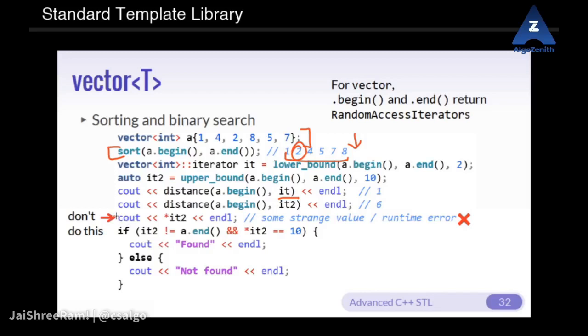So you just don't directly print star of it2 if you had to print the element which is just greater than 10, because this might be the end iterator, right? So you always check first whether the iterator that you're getting is end or not. Okay, and then you can use the iterator to get the value. So make sure you check these things when you're implementing iterators, or else you will get bugs.